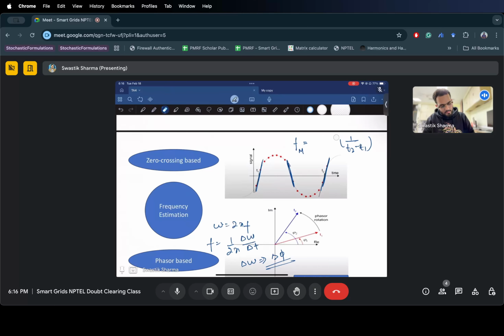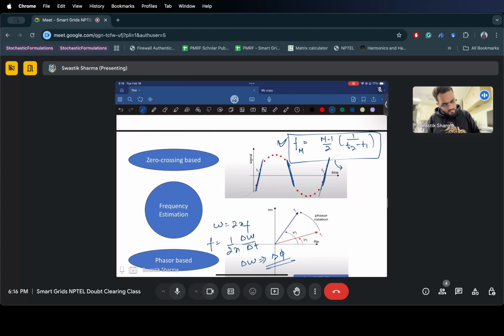This is not correct. It should be m minus 1 by 2 only, with 1 upon t2 minus t1. Someone can check on the slides. I don't remember the formula exactly, but I think this is the correct formula. It was m minus 1 by 2, 1 upon t2 minus t1. You can check it online, just check once.